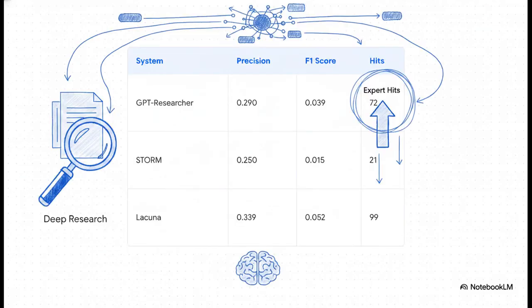So, the crucial point is what happens when we use this map for deep multi-stage agent workflows. Enter Lacuna Deep Research. When tasked with writing full survey-style reports on the ReportBench ML benchmark, it absolutely crushes popular open-source systems like GPT Researcher and Stanford's STORM. Just consider the expert hits metric. This measures the overlap with actual human expert survey references. STORM hit 21, GPT Researcher hit 72, Lacuna hit 99. The precision and F1 scores, which measure the overall accuracy and balance of the information retrieved, are vastly superior because the map just provides a far better foundation.